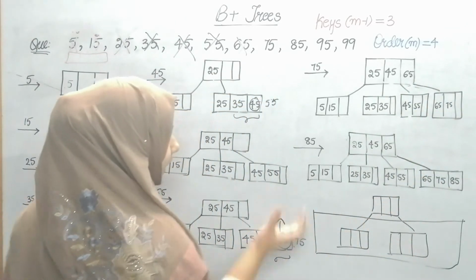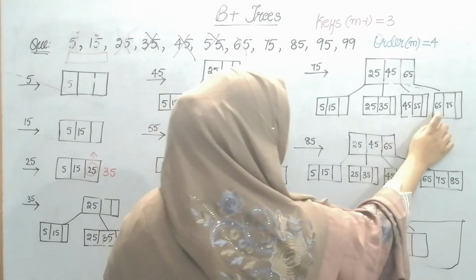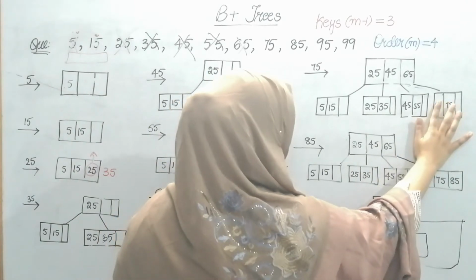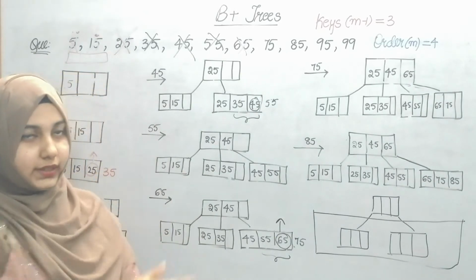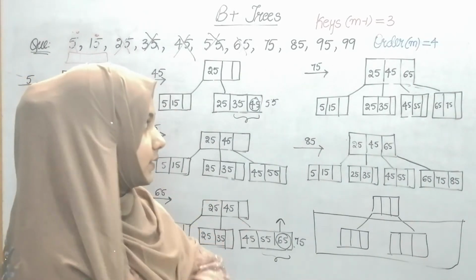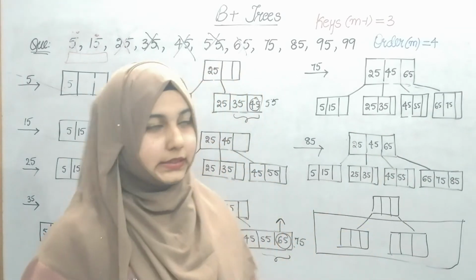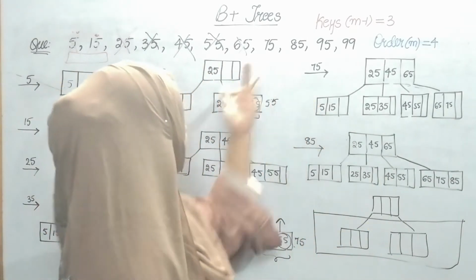65 and 75. As we are inserting in a B+Tree, 65 will come here. If it were a B-tree, this would not come. Okay? Getting it? The only difference between B and B+Tree is this. So 65 then 75. Clear? Easy? Next. 75 is done.